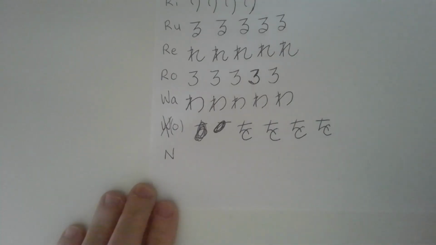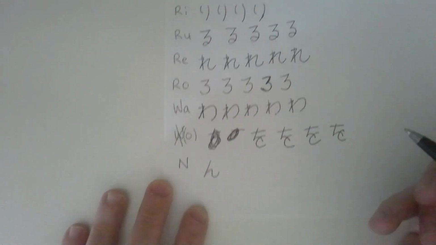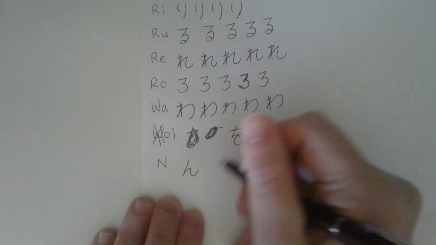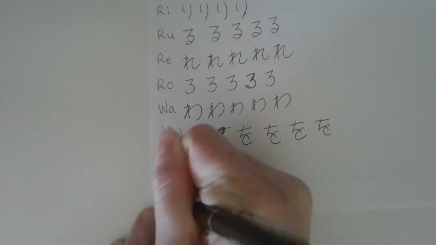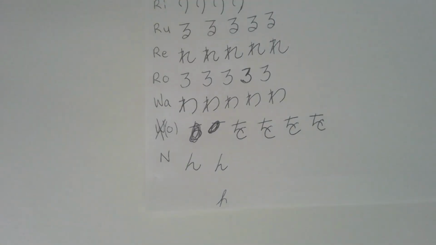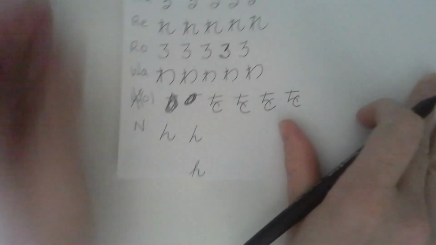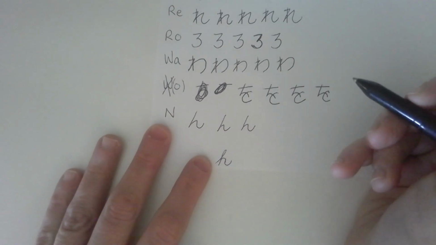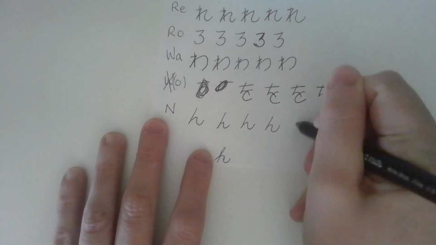Alright, last one is n. So it looks like an H, like a curvy cursive H. Wait, what is the cursive of H? Well, cursive of H is like, oh, my pen died. The cursive of H is like that, I think. But there's no loop here, so it's like an H that's tilting over, and then you curve it up here. So that's n.